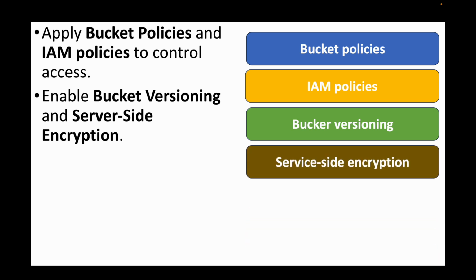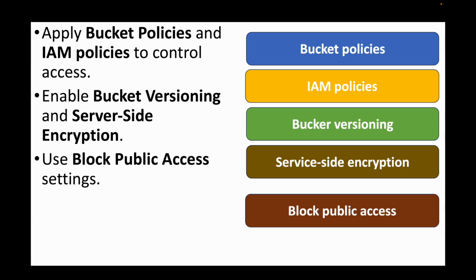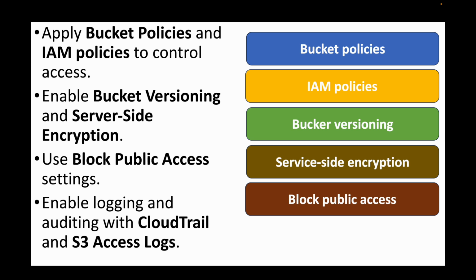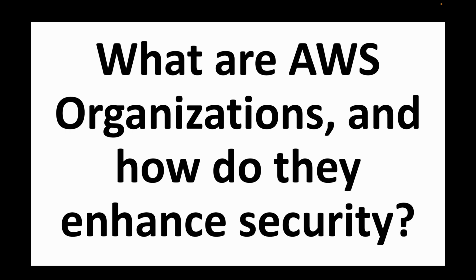And we can also make use of server-side encryption to encrypt our data, which is mainly for your data security. Then we can make use of block public access, which can be used to block accidental public access. So if you don't want to make your bucket public, you can make use of these settings. And you can also make use of CloudTrail and S3 access logs to log your activities and start auditing your activities by making use of this log information that will be stored within CloudTrail and your S3 access logs.